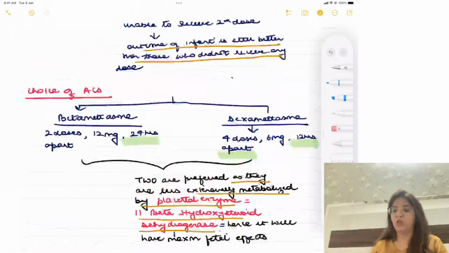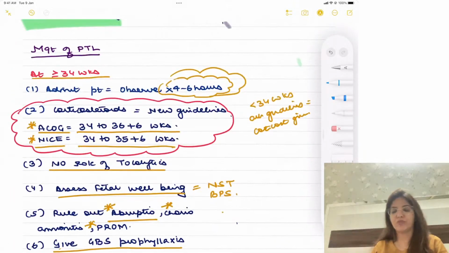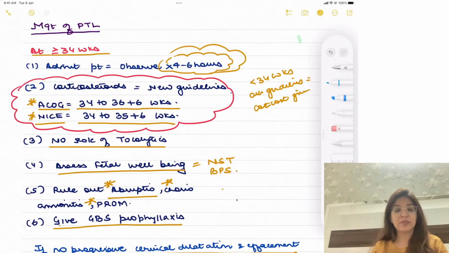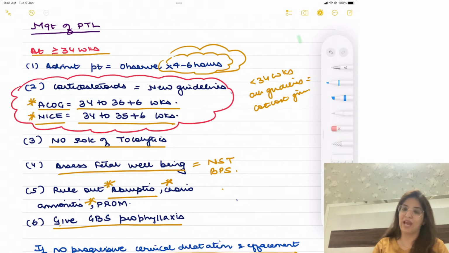Quickly, I'm telling you what you were doing at more than or equal to 34 weeks. You were admitting the patient and observing the patient for 4 to 6 hours. You were giving them corticosteroids. There is no role of tocolytics. You are going to assess the fetal well-being by NST and biophysical profile. You are going to rule out abruptio, chorioamnionitis and PROM, and you are going to give GBS prophylaxis.